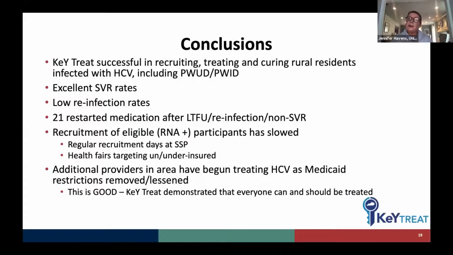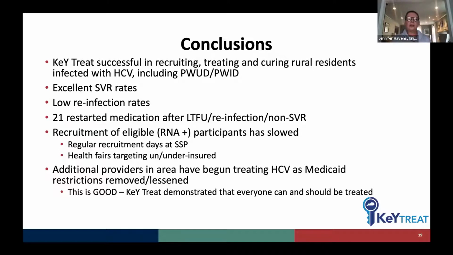So thus far, in the 220 folks we've enrolled to date, I think we've done a pretty good job in a population that can be challenging in recruiting, treating, and curing these rural residents. Excellent SVR rates, thus far low reinfection rates. We hope to keep it that way. We've had 21 restarts after those lost to follow-up. We'll have people just show up out of nowhere and say, hey, I'd like to start again, even though we've considered them lost to follow-up.